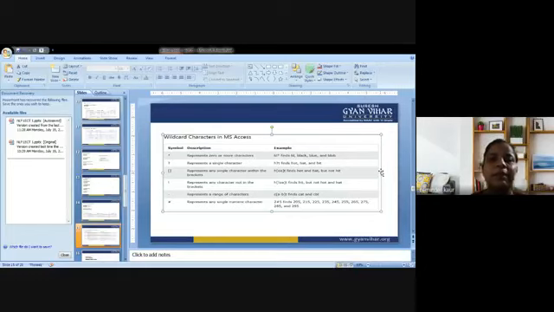So next is the exclamation mark. It could represent any character not in the brackets. So it could find hit but not hot and hat.